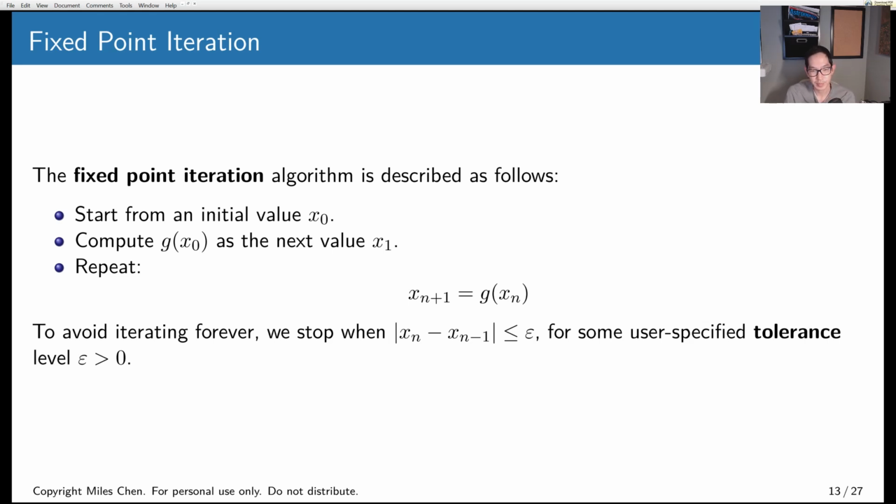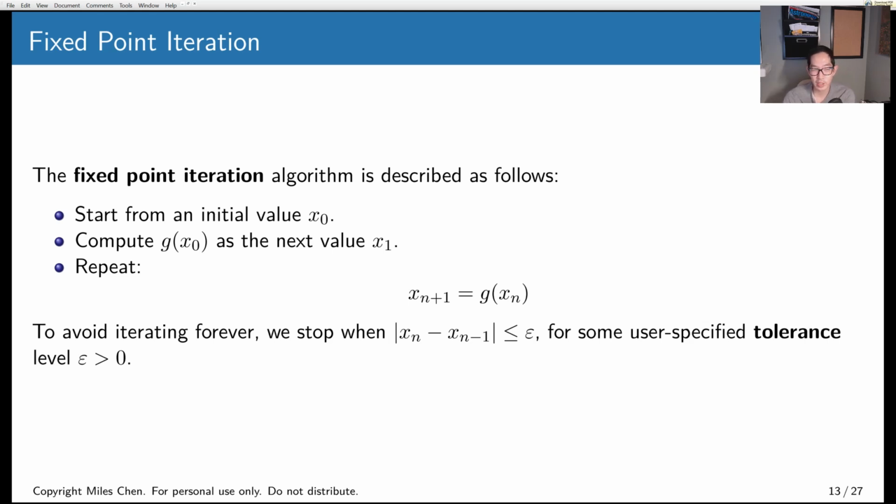So with fixed point iteration, we can find a fixed point by starting at some initial value x sub 0, and then we apply g to that value, g of x sub 0, and use that as the value x1. Then we apply the function g to that output x1, and that will give us x2. And we just repeat this forever and ever.